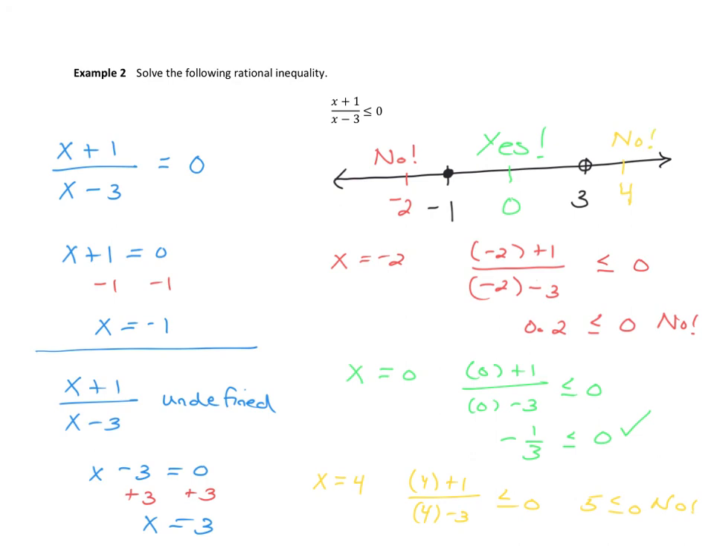And what this means, in terms of the answer to this inequality, is I want the stuff that's between -1 and 3. I want to include -1, and I do not want to include 3. So my answer looks like this: close bracket, -1, comma, 3, open parenthesis, and this is my answer.